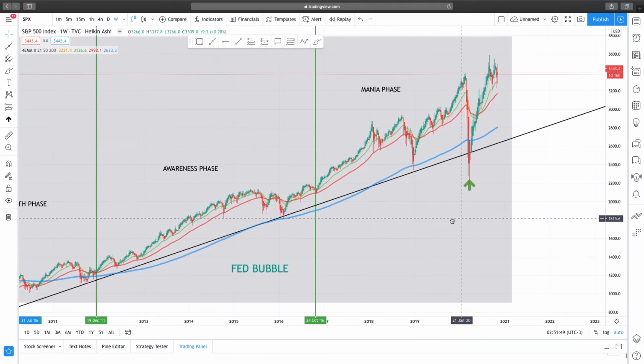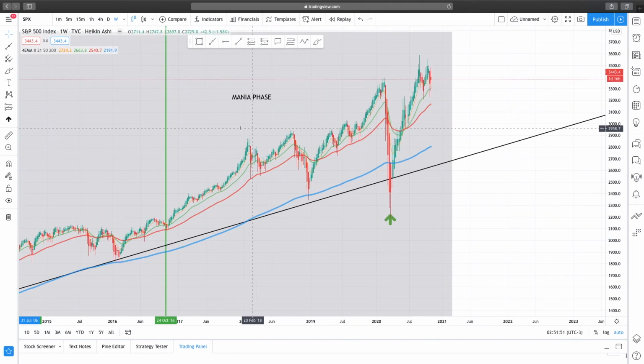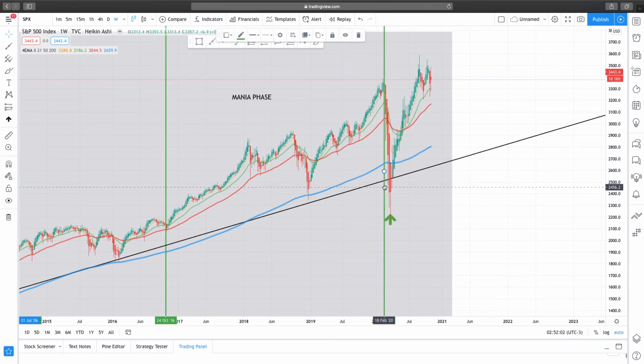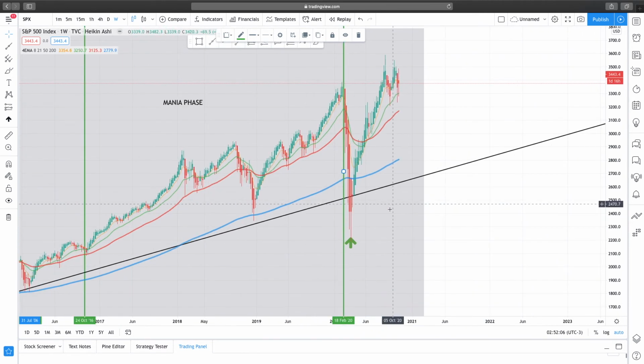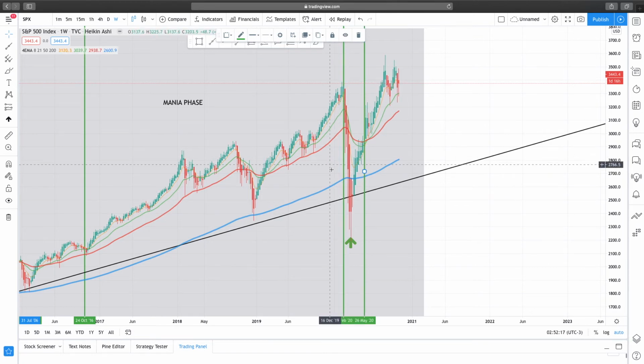If we zoom in a little closer to this price action, starting with the beginning of the mania phase, it's only logical for me to assume that we had the end of the mania phase around the 18th of February of this year, and that this severe correction that we saw was actually our blow off top phase. So if this holds correct, then this would be the fastest bear market that we've ever seen in history.